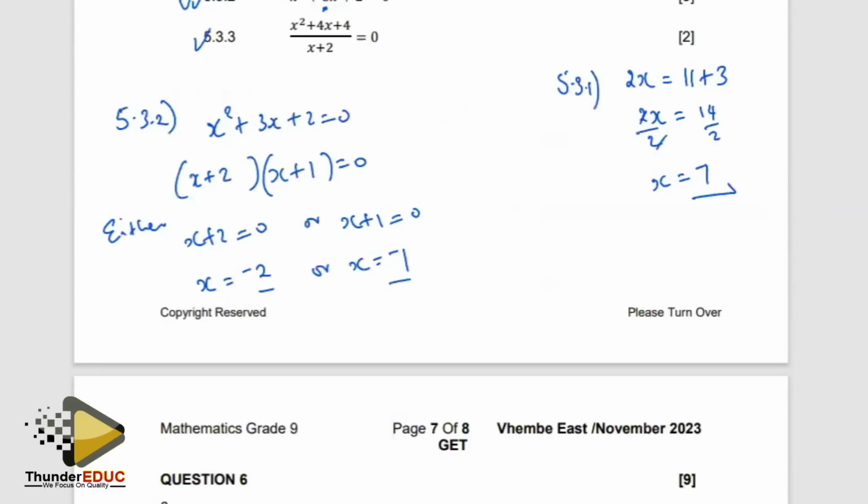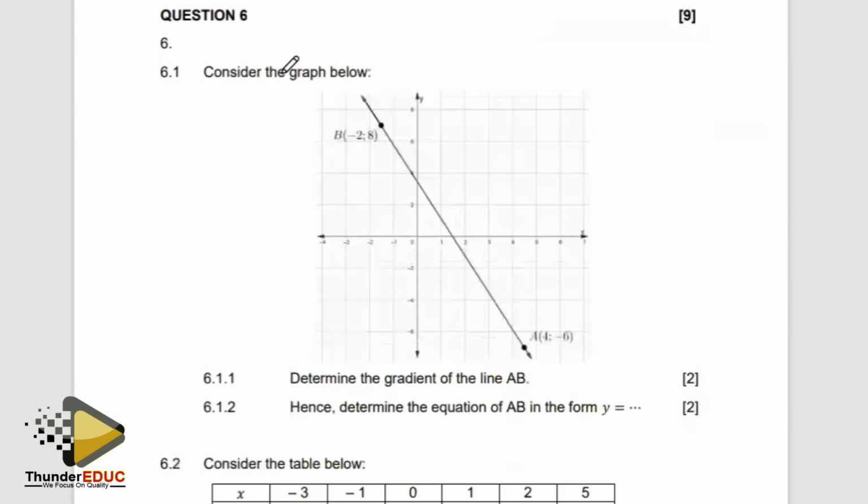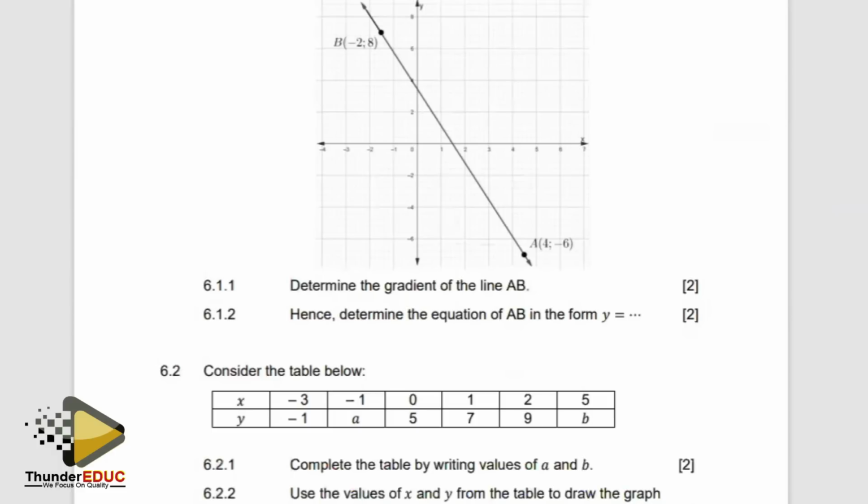5.3.3. Then we move on to question number 6. Question 6, they're telling us to consider the graph below. Determine the gradient of AB. So we know that gradient is change in y over change in x. So it's y2 minus y1 over x2 minus x1.